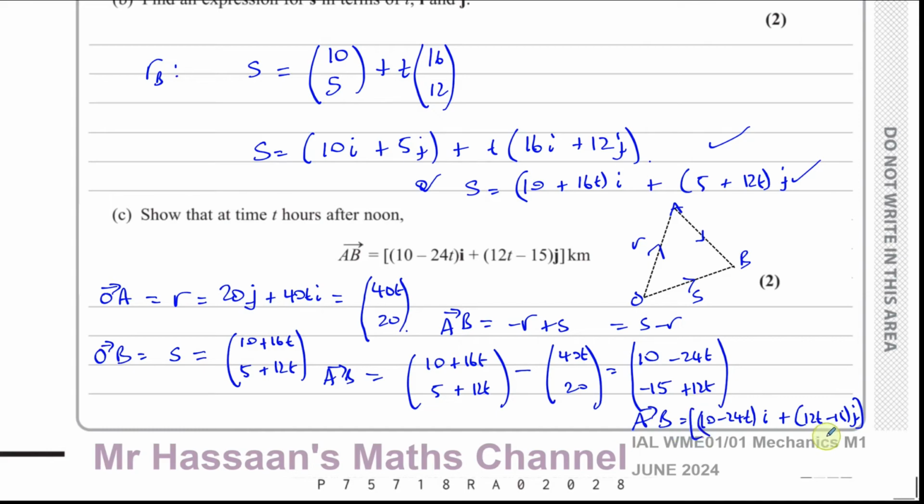Okay, so there is A to B. Just about fit it in the bottom. I should have done it on the next page, but no problem. So we've shown how we found the vector from A to B. That tells us how to get from A to B, t hours after noon. Now we've got to do part D.